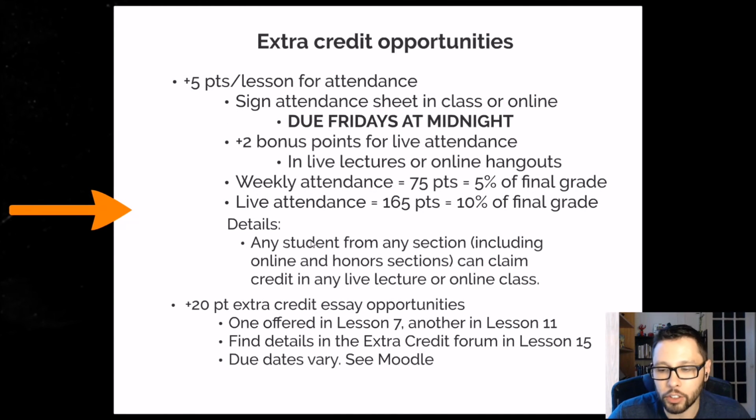The late policy hurts a lot of students. The grading policy hurts a lot of students. Make sure you pay attention to those and factor them into the way that you're doing work for this semester. But there are ways of regaining credit. There's lots of extra credit opportunities.